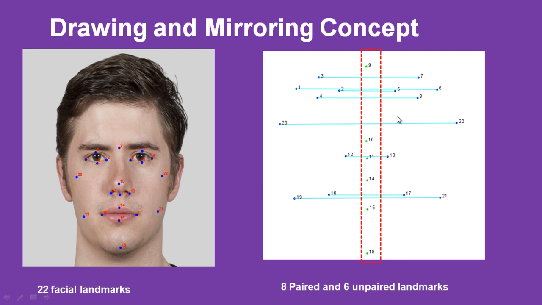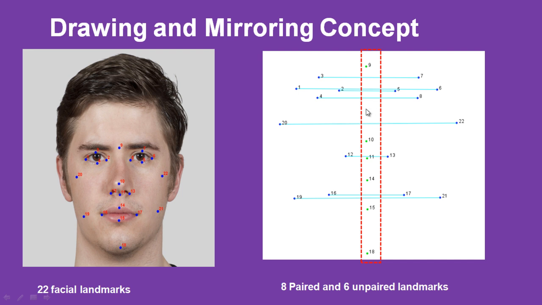So look at it here. This structure here now. You can see this midline now from 9 to 10 to 11 to 14 to 15 to 18 are called midline, otherwise known as unpaired landmarks. How many do we have there? 1, 2, 3, 4, 5, 6. That means we have 6 unpaired landmarks here.